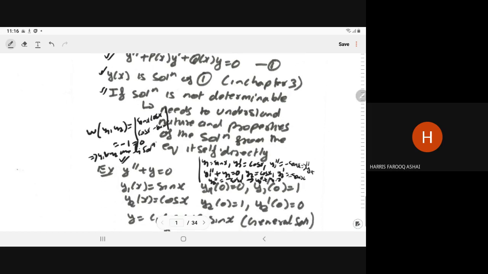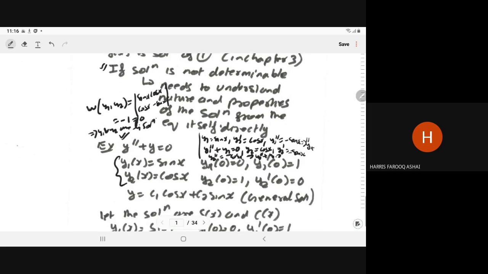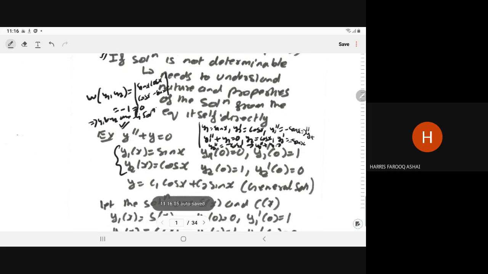Right? Now here we have y1 is equal to sin x, y2 is equal to cos x. For sin x, we know y1 at 0 is equal to 0 and y1 dash at 0 is equal to 1, and y2 at 0 is equal to 1 and y2 dash at 0 is equal to 0. And the general equation is this. Now, this is the known thing.